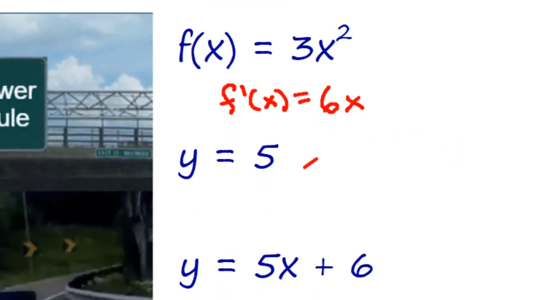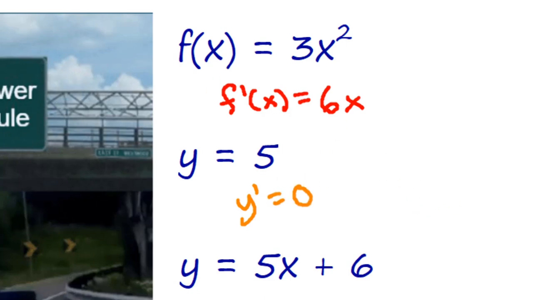Now let's take a look at the next one right here. Here we have y equals 5. Well, remember, this is really 5x to the 0 power, isn't it? Why? Because x to the 0 power equals 1. So that's why it's not even there. So when we multiply out, 0 times 5 is 0. So any constant like 5 or 12 or 13, the derivative is equal to 0.